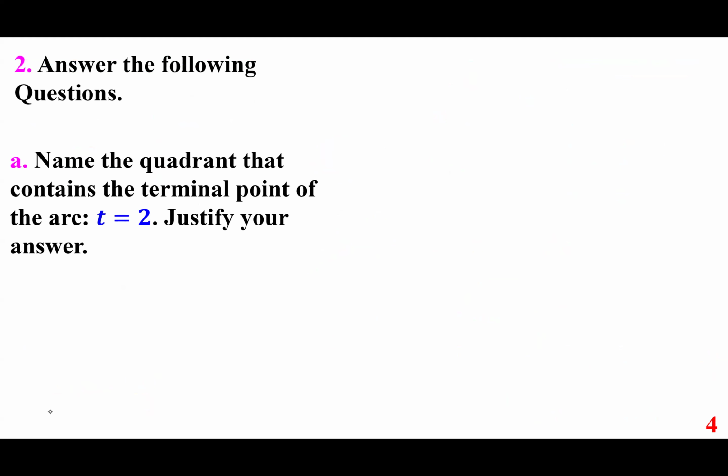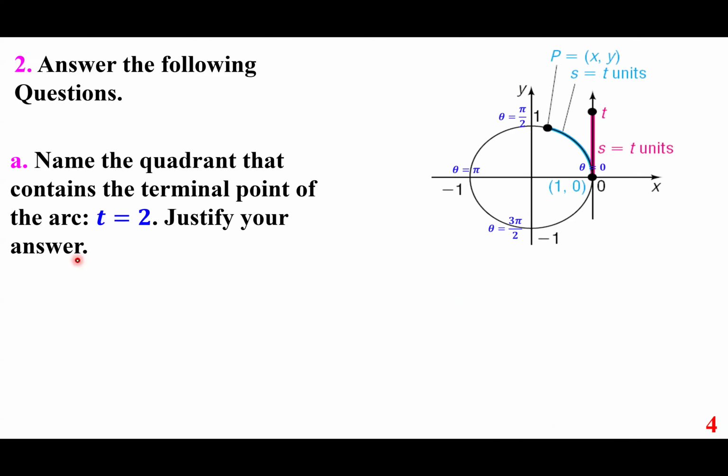I'm going to answer the following questions. Name the quadrant that contains the terminal point of the arc t equals 2. Justify your answer. Reminding everyone that this is a unit circle, x squared plus y squared equals 1. This is the positive side, counterclockwise. This is the negative side.